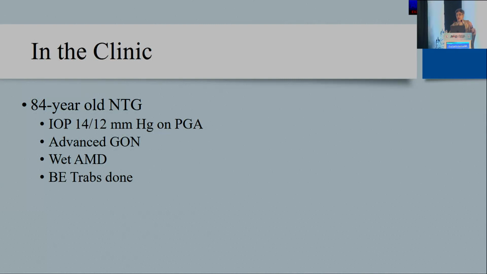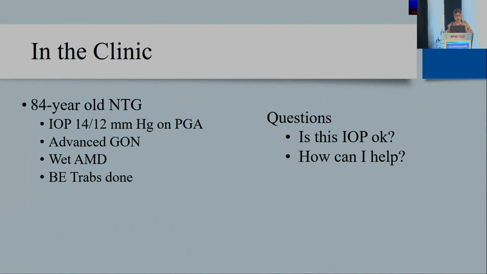So in the clinic, for instance, now you have this 84-year-old with normal tension glaucoma, pressures of 14, advanced glaucomatous optic neuropathy, also wet AMD, and bilateral TRABs done. So when this patient comes in to me, what are the two questions? Is this pressure okay for him, and how can I help? So we open the forum.